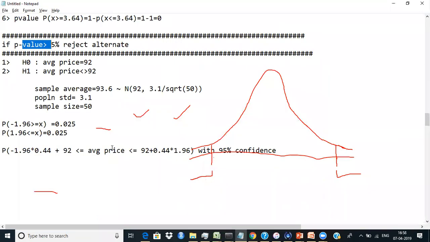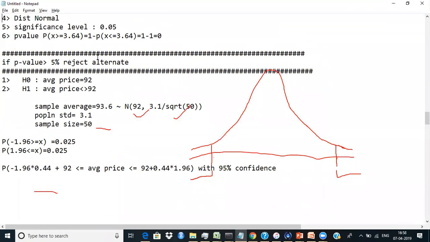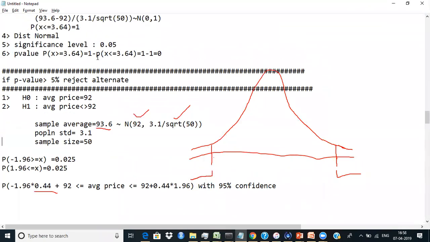Sir, this one line, 95% confidence. Before the 95%, could you please brief it? Minus 1.96 into 0. Yeah. So 0.44 is 3.1 divided by square root of 50. Yes. And then I add the mean to it.